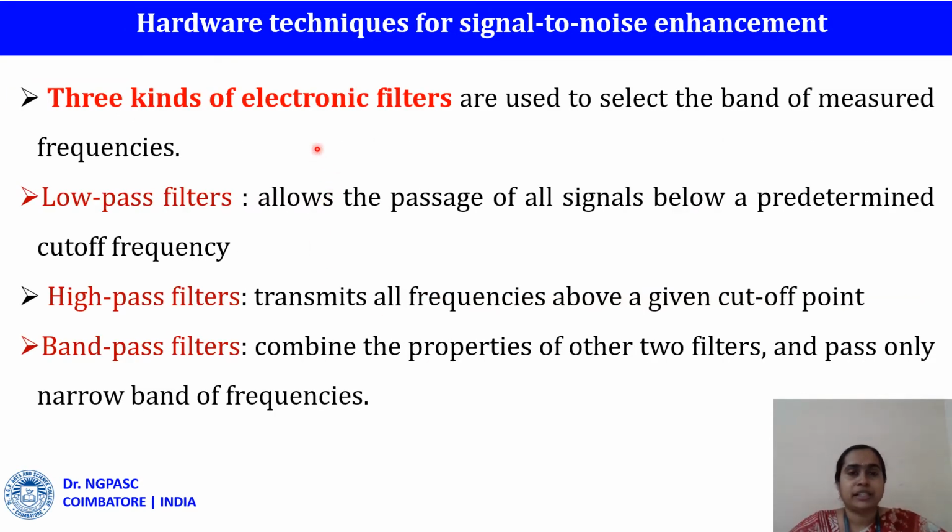There are 3 kinds of electronic filters, and you can use them to select the band of measured frequencies: low pass filters, high pass filters, and band pass filters. Low pass filters allow the passage of all signals below a predetermined cutoff frequency. High pass filters transmit all frequencies above a cutoff point. The band pass filters combine the properties of the low and the high pass filters, and they pass only a narrow band of frequencies.